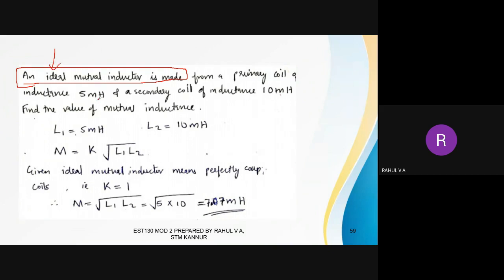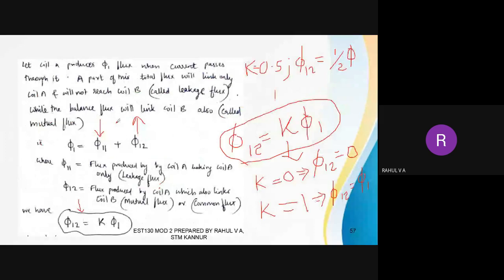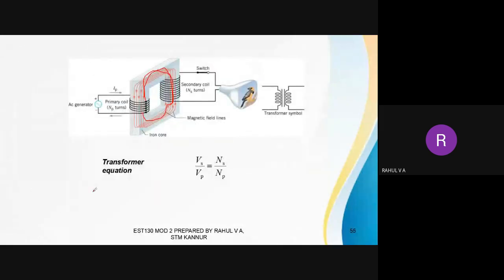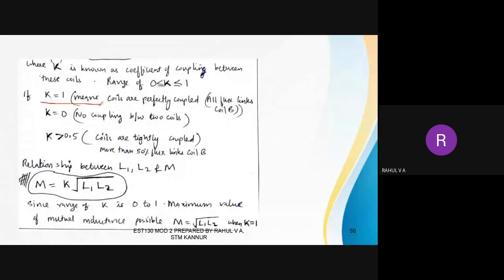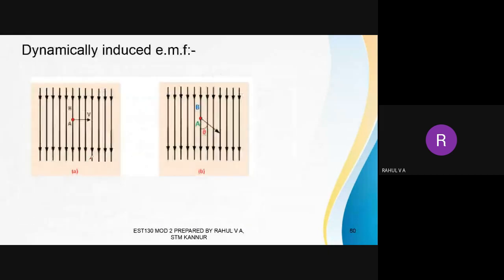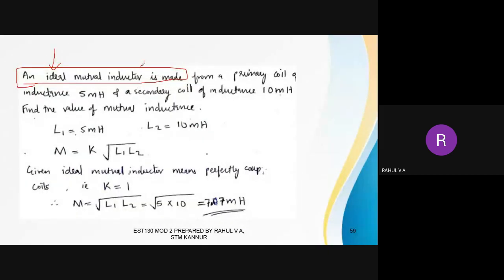Ideal means there is no losses at all, there is no leakage flux. That means all the flux, we will get the definition from here. You can see this particular point, K is equal to 1, means coils are perfectly coupled. So a component which is perfect, we can say that it is also ideal. It is perfectly coupled means it is an ideal component. It's a very good component, the efficiency is 100%. So ideal mutual inductor means definitely K is equal to 1.